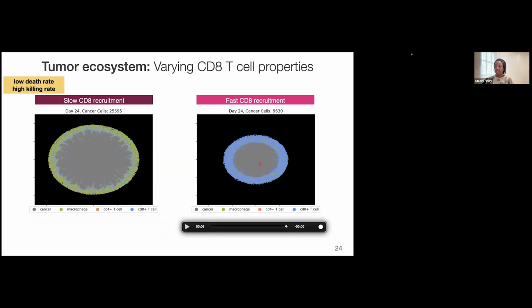Then yes, there are many more CD8 positive T cells surrounding the tumor. Also, from left to right, we see fewer cancer cells. So having faster CD8 positive T cell recruitment not only increases the number of T cells that are there, but now that they're there in the tumor microenvironment, they can promote tumor cell killing. So we have fewer cancer cells on the right-hand side.